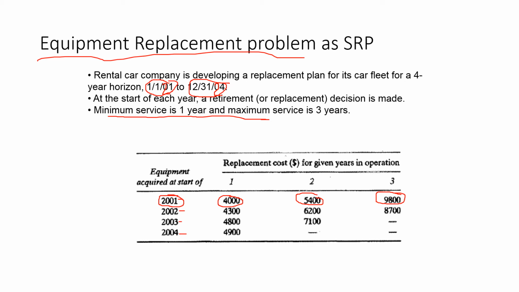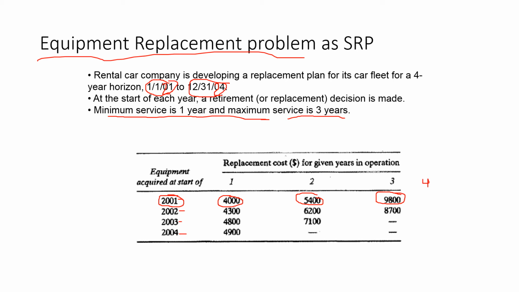That's why we don't have a 4th year here, because you cannot keep the cars in service for more than 3 years. Those are artificial constraints. They can change from one problem to the next. If a problem says minimum service is 2 years, then I cannot replace after 1 year, this option doesn't exist anymore, you have to keep them for 2 years. But in this problem it's allowed to keep for 1 year only.